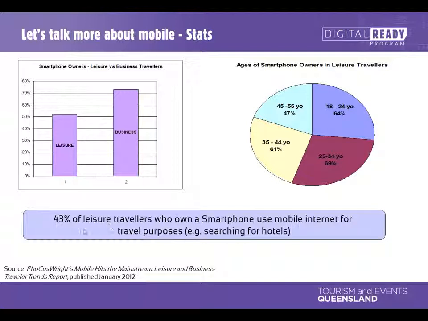At the very bottom, what we can see here is that we also know that 43% of leisure travelers who own a smartphone will use mobile internet for travel purposes, for example, to search for a hotel or to search for accommodation or to search for things to do. This is highly important to understand.